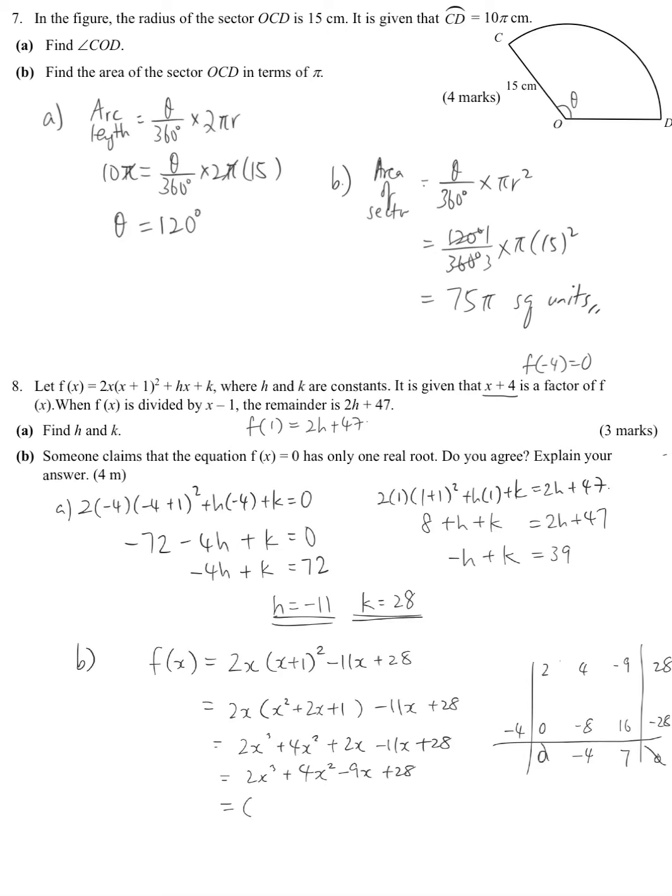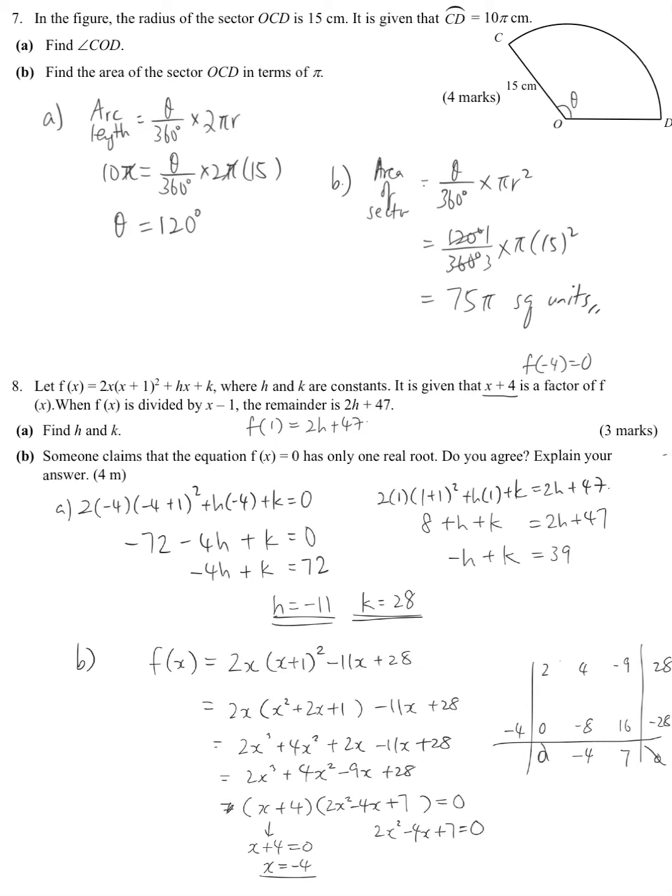So the remainder should be 0. So actually you can get it now in two brackets, one's the factor, which is x plus 4, and the quotient is 2x squared minus 4x plus 7. And now it says that is equal to 0, right? So from here we got x plus 4 equal to 0, so x is negative 4, so that's one real root here.